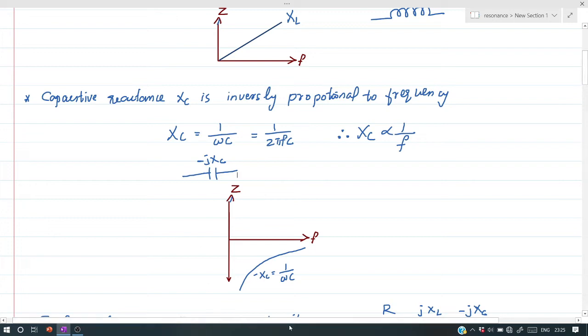So it is clear from this graph that when frequency is very low, capacitive reactance is very high, that is infinite. And as frequency increases, capacitive reactance starts decreasing, and finally it becomes 0 at F equal to infinity.